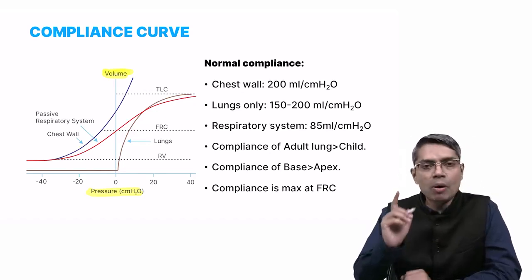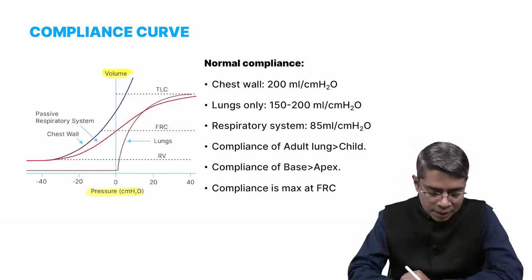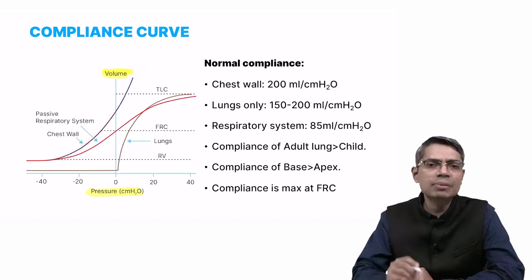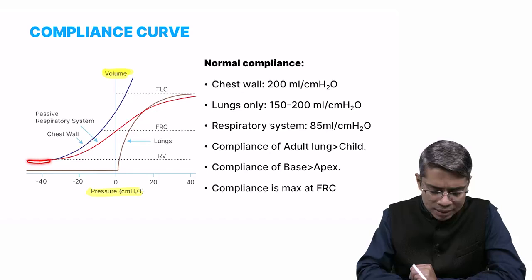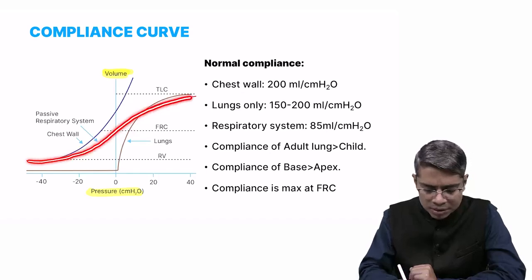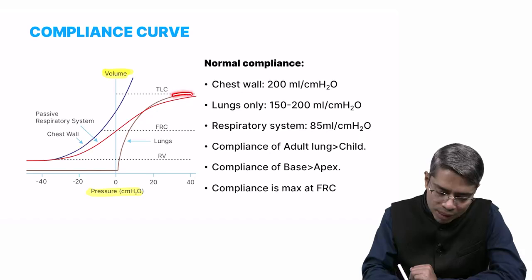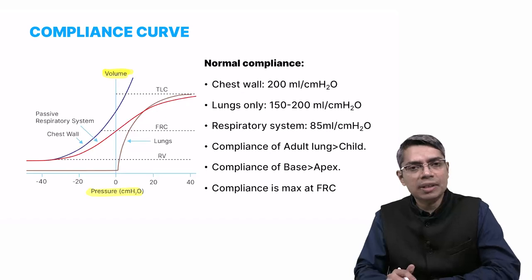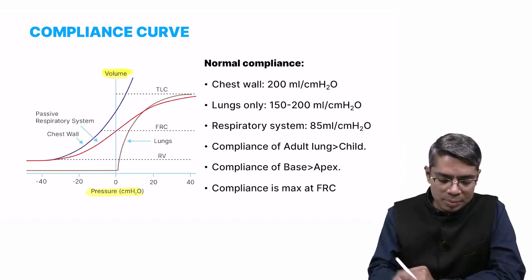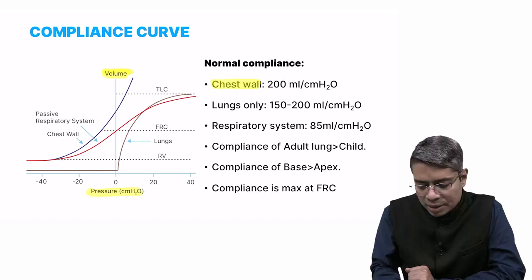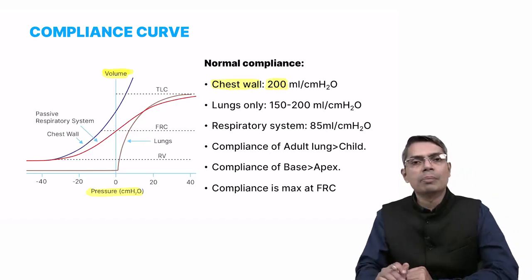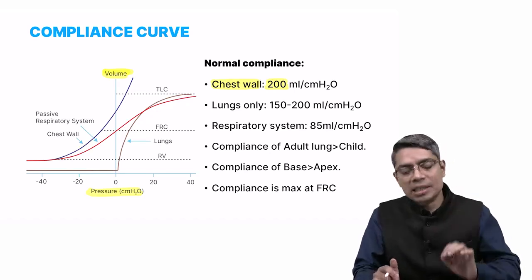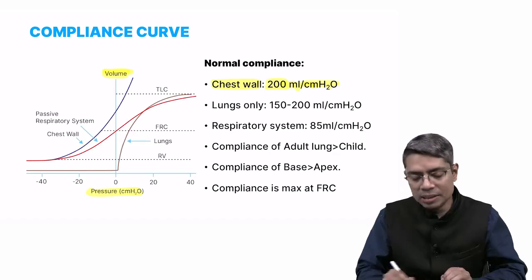If I give only the chest wall, then this is the compliance curve of the chest wall only. If I give you lung and chest wall combined, that is the compliance of the respiratory system, this is the middle curve. And if I give only the lung, this is the compliance curve of only the lung. From these three curves, if I ask you the compliance of which structure is maximum, you will easily understand that the compliance of the chest wall is maximum among these three. So the compliance of the chest wall alone is maximum, that is 200 ml per centimeter of water.